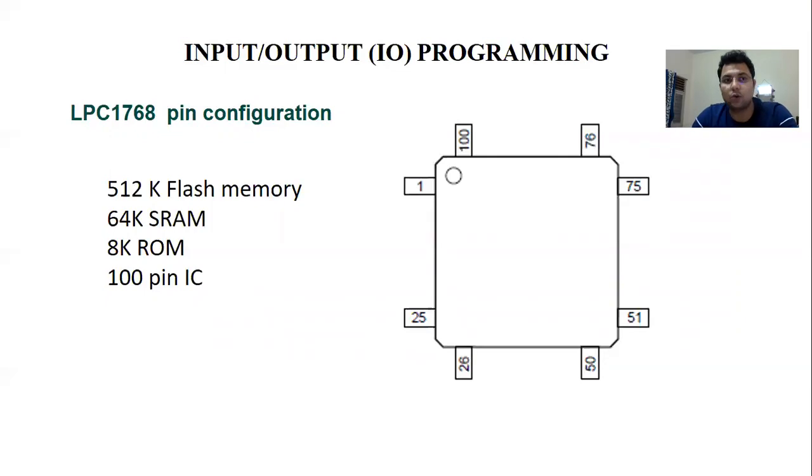Then this core comprises 512 KB flash memory, 64K static RAM, 8K ROM, and a 100 pin chip is there in front of you. These are all in chips. So your microcontroller and all these things are on the same chip.